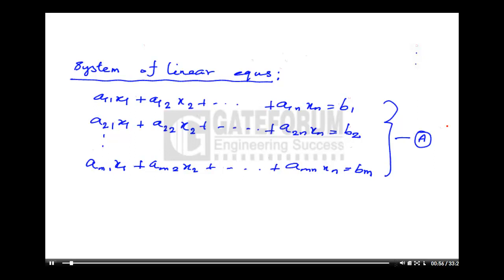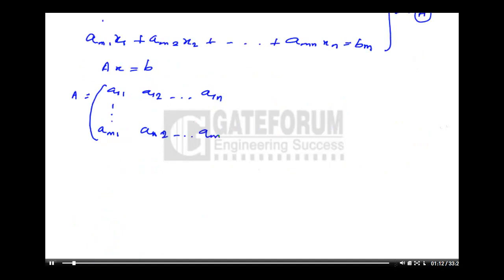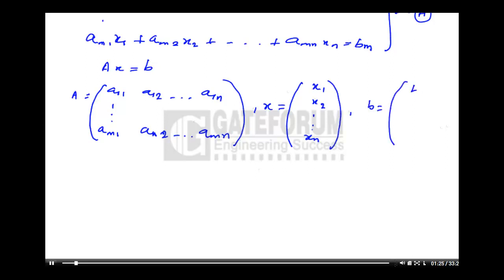A can be written in matrix form as Ax equal to B, where A is the coefficient matrix a11, a12, ... a1n, like this, am1, am2 ... amn. X is an n cross 1 vector and B is the constant vector, that is b1, b2, like this, bm. This is an n cross 1 vector, this is an m cross 1 vector.